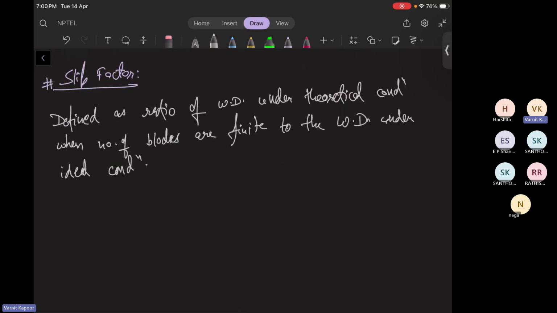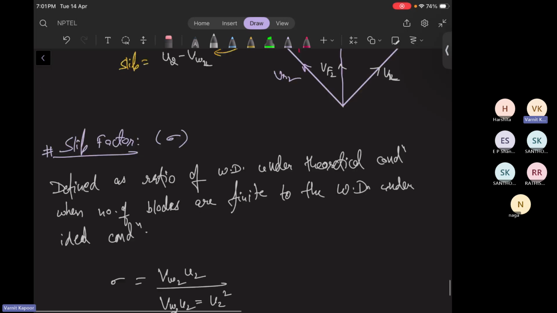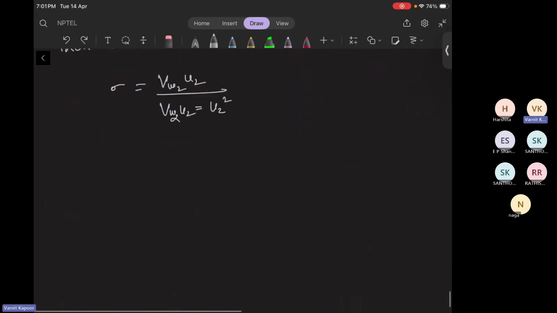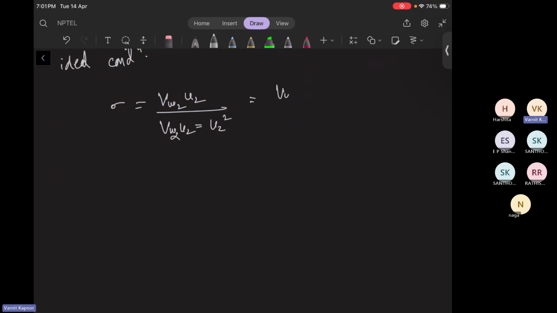Okay, what do I mean by that? Slip factor sigma is equal to the ratio of the work done under the theoretical condition to that of the ideal condition, VW2 U2 over U2 square. Because if it had been a radial blade, then U2 and VW2 would have been equal, but there was a deviation, and that is why there was a difference in the velocities that leads to a slip. This is nothing but VW2 U2 by U2 square, and that is VW2 by U2.